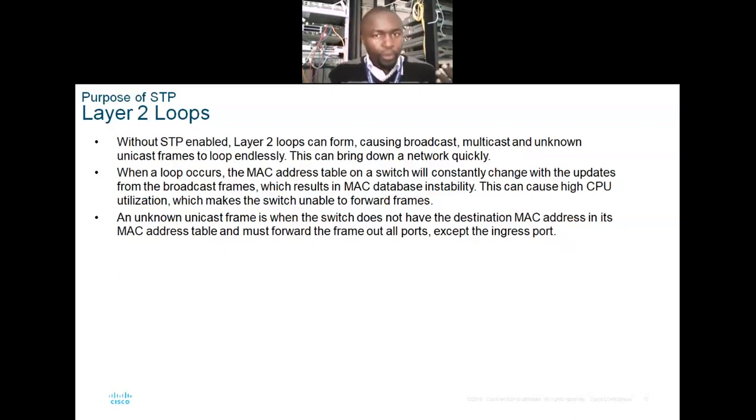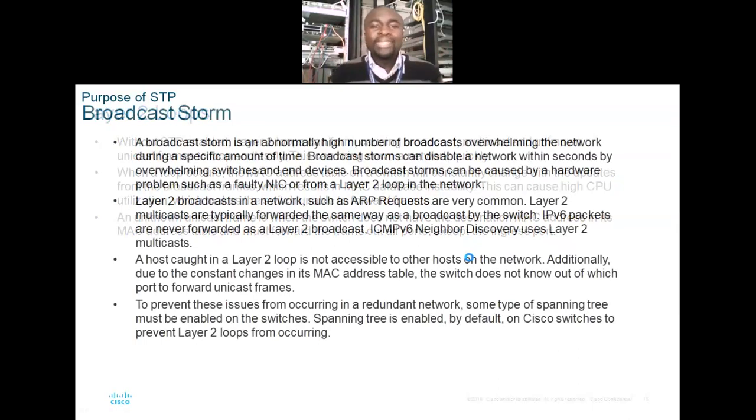So basically we call that kind of scenario a broadcast storm. A broadcast storm is an abnormally high number of broadcasts overwhelming the network during a specific amount of time. Broadcast storms can disable a network within seconds by overwhelming the switches and the end devices. A broadcast storm can be caused by hardware problems such as faulty network interface cards, or by a layer 2 loop that keeps happening over and over, especially when you have multiple switches like the ones we're talking about.